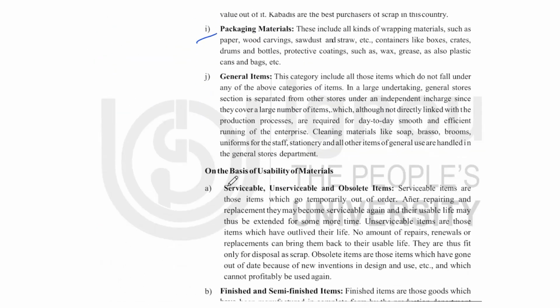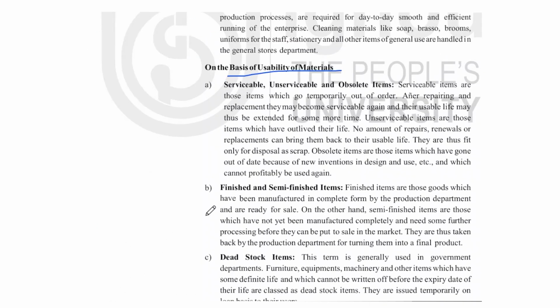Okay, next is on the basis of usability of materials, that is serviceable, unserviceable, and obsolete items. Serviceable items are those items which go temporarily out of order, and with repair and replacement they may become serviceable again, and their usable life may thus be extended for some more time. And unserviceable items are those items which have outlived their life, and no amount of repairs, renewal, or replacement can bring them back to their usable life.